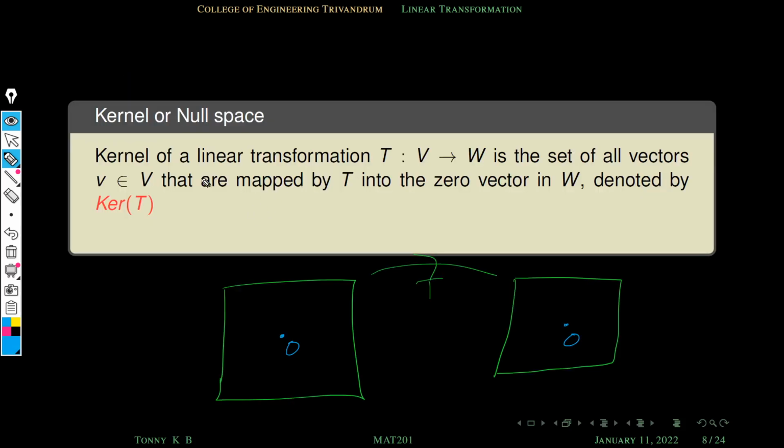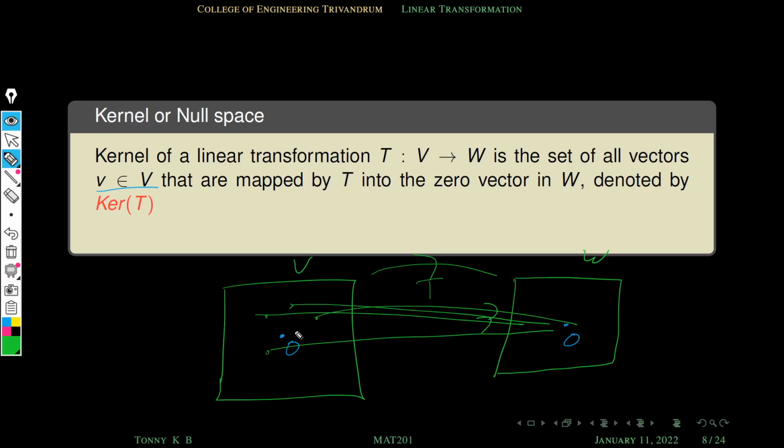Okay, now we are ready to define the kernel or null space. Kernel of a linear transformation T from V to W is the set of all vectors V, element of capital V, such that they are mapped by T into the 0 vector in W. Those vectors in V, this is our V, this is our W, such that their image is 0. You got it? The image is 0.